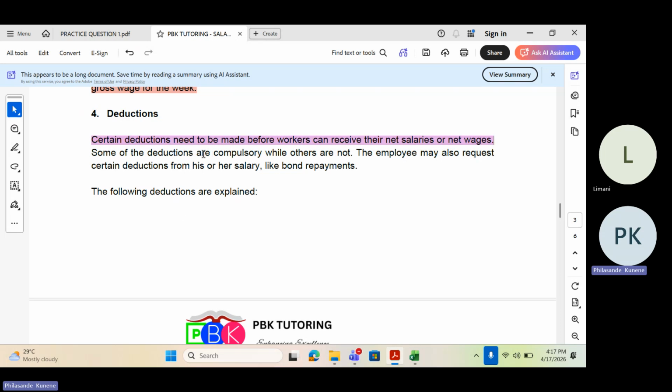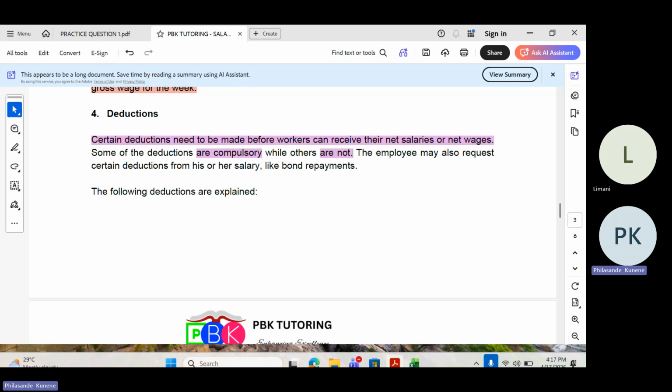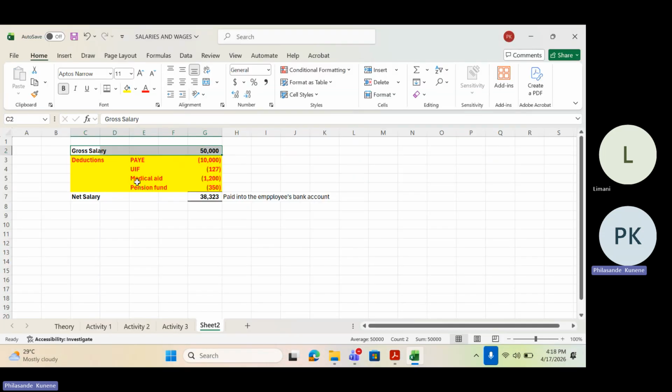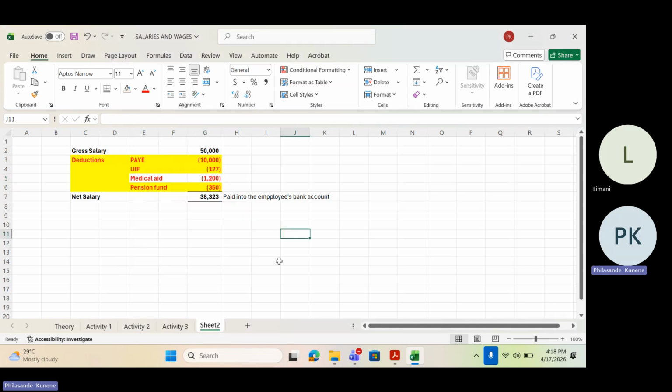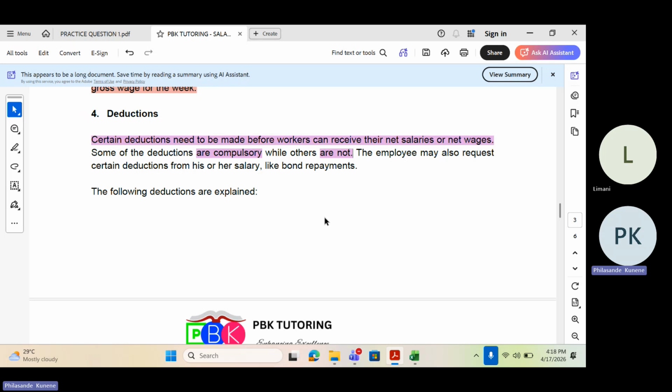Okay. Some of the deductions are compulsory, you see, while others are not, right? Not all deductions are compulsory. Some of them you have to choose for yourself to say, I need this, I want this, I don't want this. For example, medical aid. Medical aid is a choice. This one is not compulsory. It's a choice, right? If you want to, but some companies may enforce you to take medical aid. Sometimes it depends on the company you're working for. Sometimes they can say you have to take medical aid. So, but we are going to see which ones are compulsory and which ones are not. Okay, we're going to look at theory more.